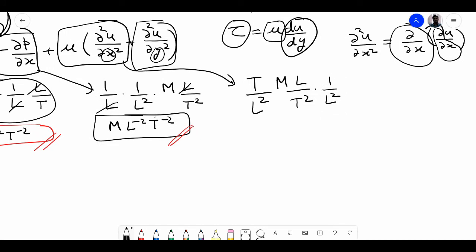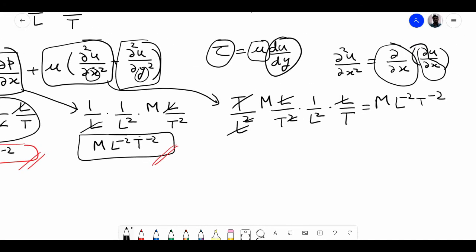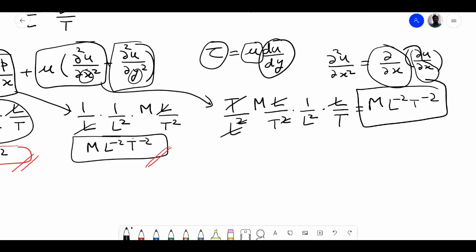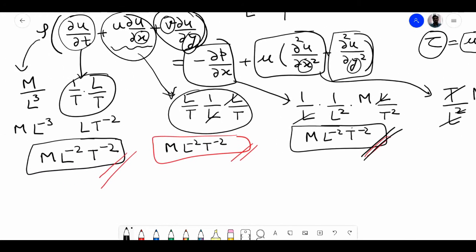And then you have u, which is L by t. Now one L cancels out from here, one t cancels out from here, and again another L cancels out from here. You get m L minus 2 t minus 2. All right. So we see that all the terms have the same dimensions, m L minus 2 t minus 2. Okay, all the terms that we have seen here.